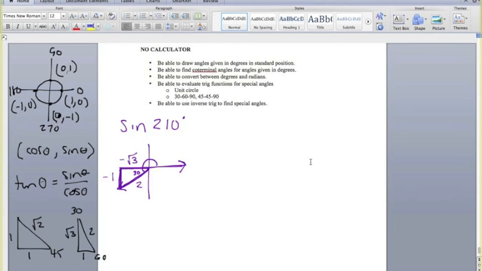Then our last step is that we need to evaluate SOHCAHTOA. I guess you can add that to your list of stuff that needs to be memorized to be able to solve these problems. SOHCAHTOA for sine is opposite over hypotenuse. So in this triangle, the opposite is negative 1, and the hypotenuse is 2.